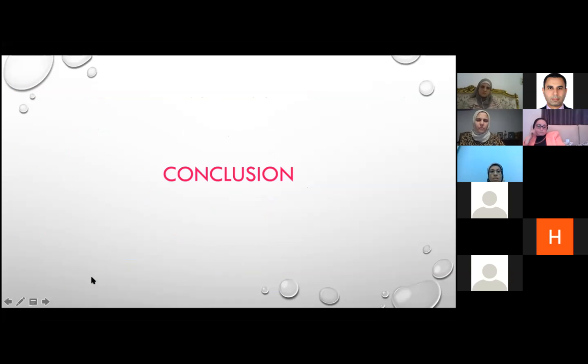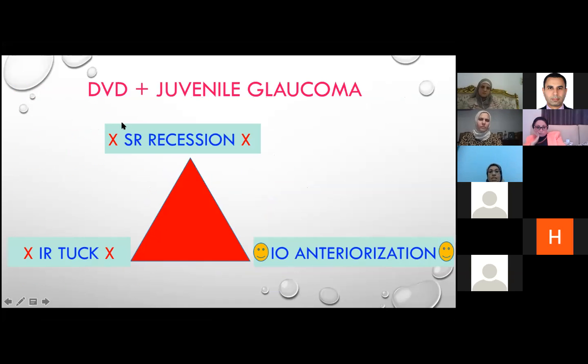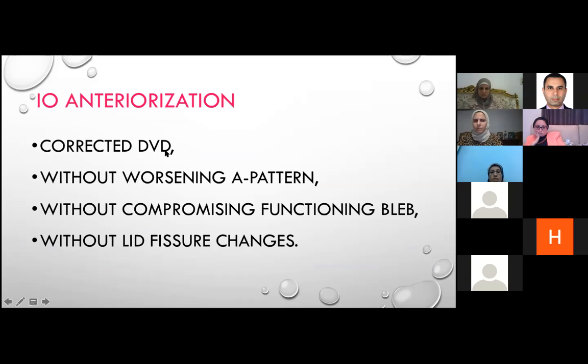So to conclude, this is a case of DVD with juvenile glaucoma. I opted against superior rectus recession and against inferior rectus tuck. I chose to perform inferior oblique anteriorization, which corrected DVD without worsening the A pattern and without compromising the functioning BEPS and without lid fissure changes.